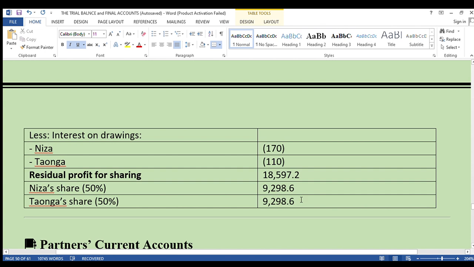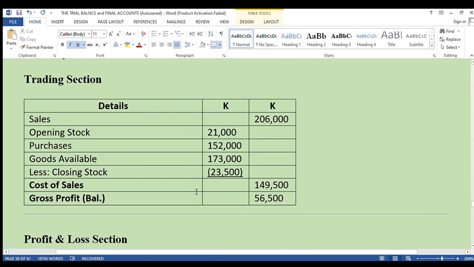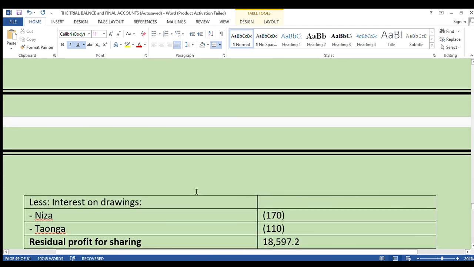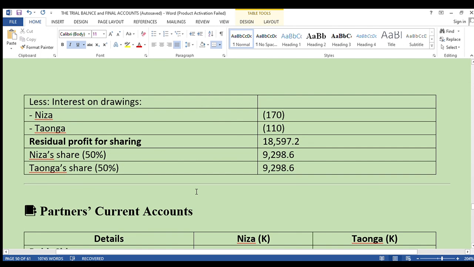Now it should be mentioned that you should always look for the rule. It's not always that it's going to be 50%, 50%. Sometimes they can say NISA will be getting 70% of the residual profit, while Taonga will be getting 30%, which means you have to do 70 divided by 100 times this to get this, and for Taonga 30 over 100 times this, okay? Sometimes when they say there's no partnership agreement, it means it's 50%, 50%. Otherwise, when there's a partnership agreement, they should state it, okay?